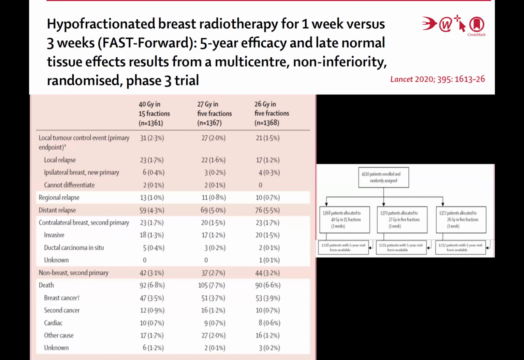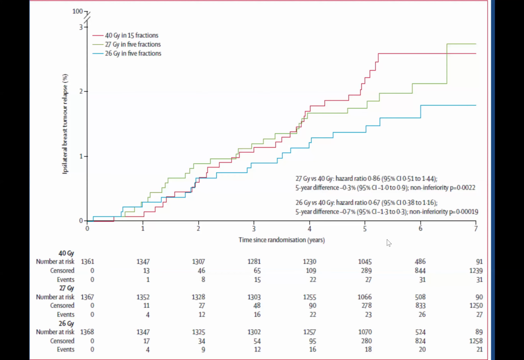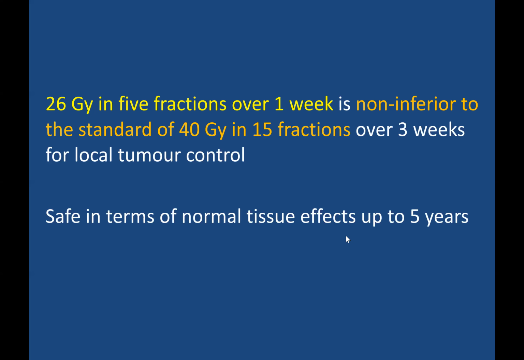Now, moving a little fast forward, there happens to be 3 arms where 1,200 patients were randomized in each group, where it has clearly shown that 40 Gy combined with the 27 Gy or 26 Gy in 5 fractions. It has clearly shown 26 Gy in 5 fractions over 1 week is non-inferior to the standard 40 Gy in 15 fractions over 3 weeks for local tumoral control. And it is safe in terms of normal tissue effects up to 5 years.